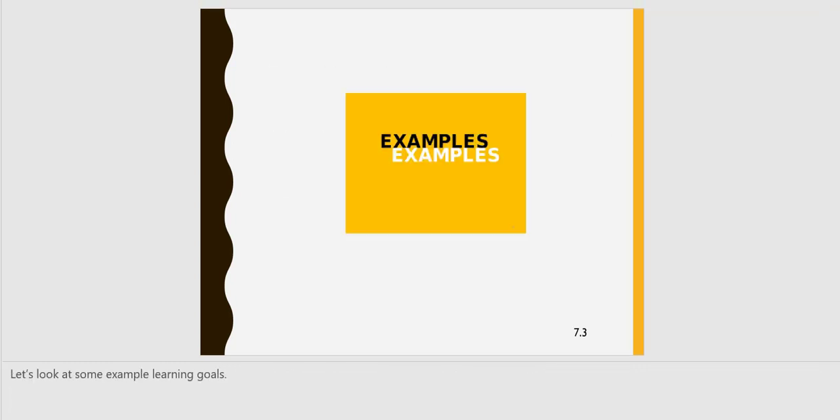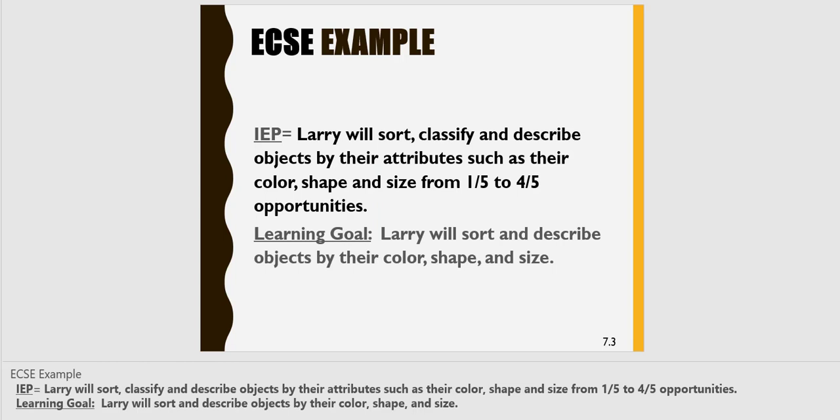Let's look at some examples of learning goals. For early childhood special education, one IEP for Larry, the focus learner, is that Larry will sort, classify, and describe objects by their attributes, such as their color, shape, and size, from 1 out of 5 to 4 out of 5 opportunities. Let's break this down.